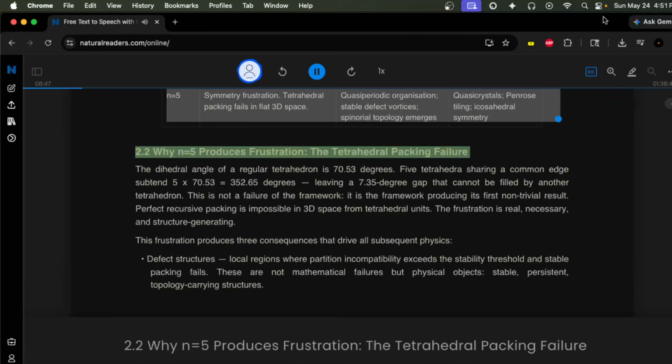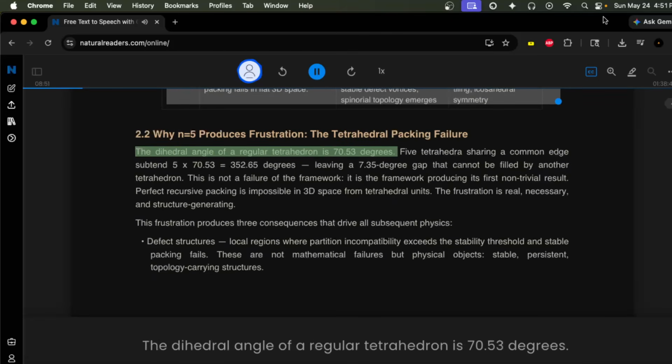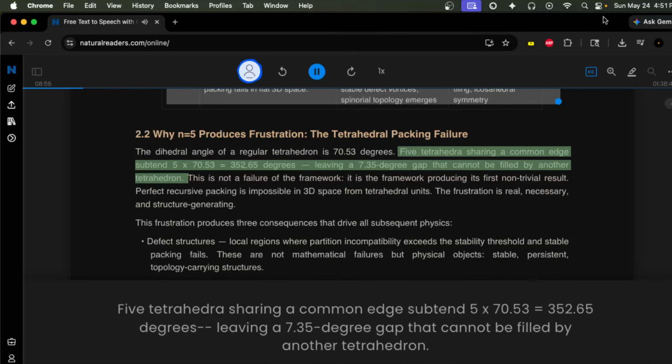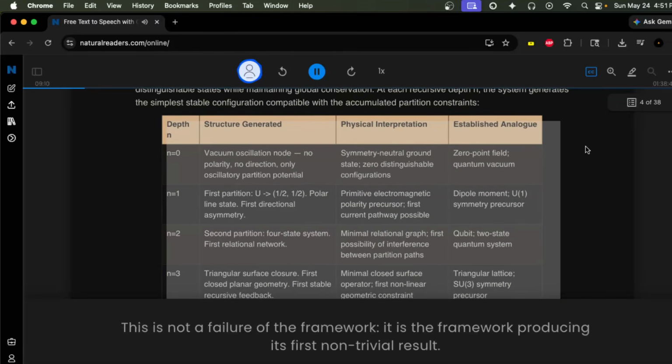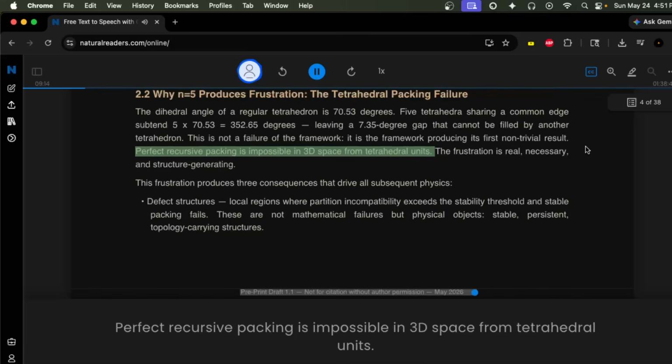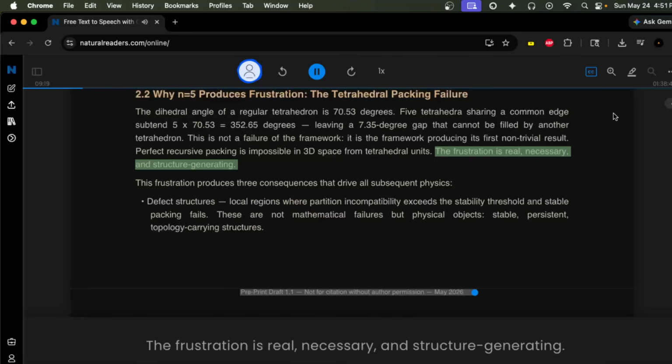2.2 Why n equals 5 produces frustration, the tetrahedral packing failure. The dihedral angle of a regular tetrahedron is 70.53 degrees. 5 tetrahedra sharing a common edge subtend 5 times 70.53 equals 352.65 degrees, leaving a 7.35 degree gap that cannot be filled by another tetrahedron. This is not a failure of the framework, it is the framework producing its first non-trivial result. Perfect recursive packing is impossible in 3D space from tetrahedral units. The frustration is real, necessary, and structure generating.